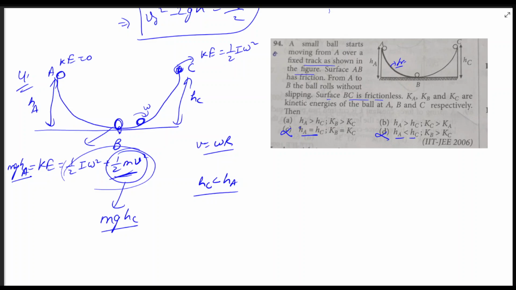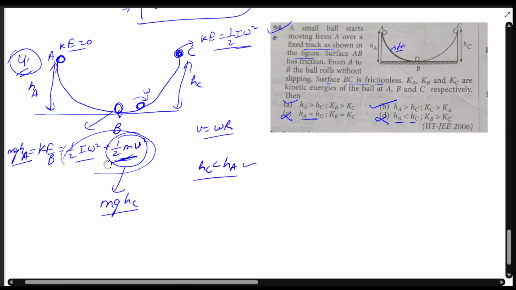Now we have to check A and B. A says HA is greater than HC, and KB is greater than KC. Correct, because the kinetic energy at B is half I omega square plus half m v square, but the kinetic energy at C is half I omega square only. So this is correct. Now B: HA is greater than HC, but KC is greater than KA. Yes, it starts with zero kinetic energy, and at C it will have half I omega square. So this is also correct. Again, it was a very easy question. Let's move on to the fifth.